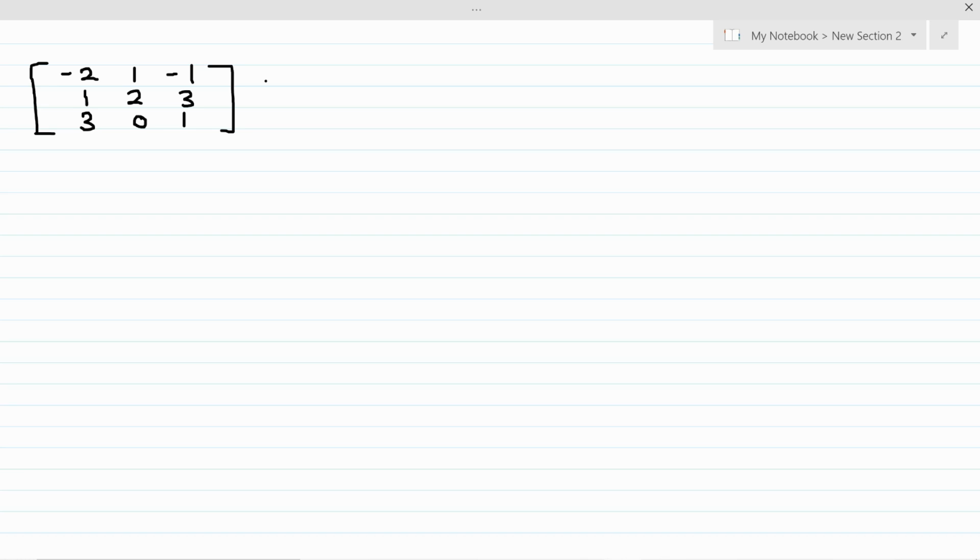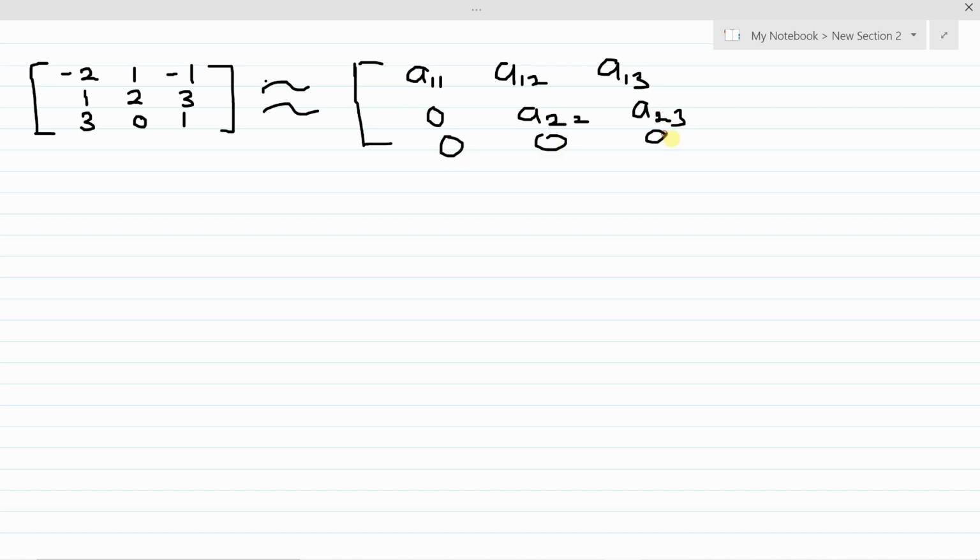Alright, so Gaussian elimination, how do we do it? If I have a matrix and I want to perform Gaussian elimination on it, then my main motive is to reduce the matrix to this form: A11, A12, A13, 0, A22, A23, 0, 0, A33. In other words, I want to create an upper triangular matrix from this matrix. And this method that you use to do this is what we call row reduced echelon form.